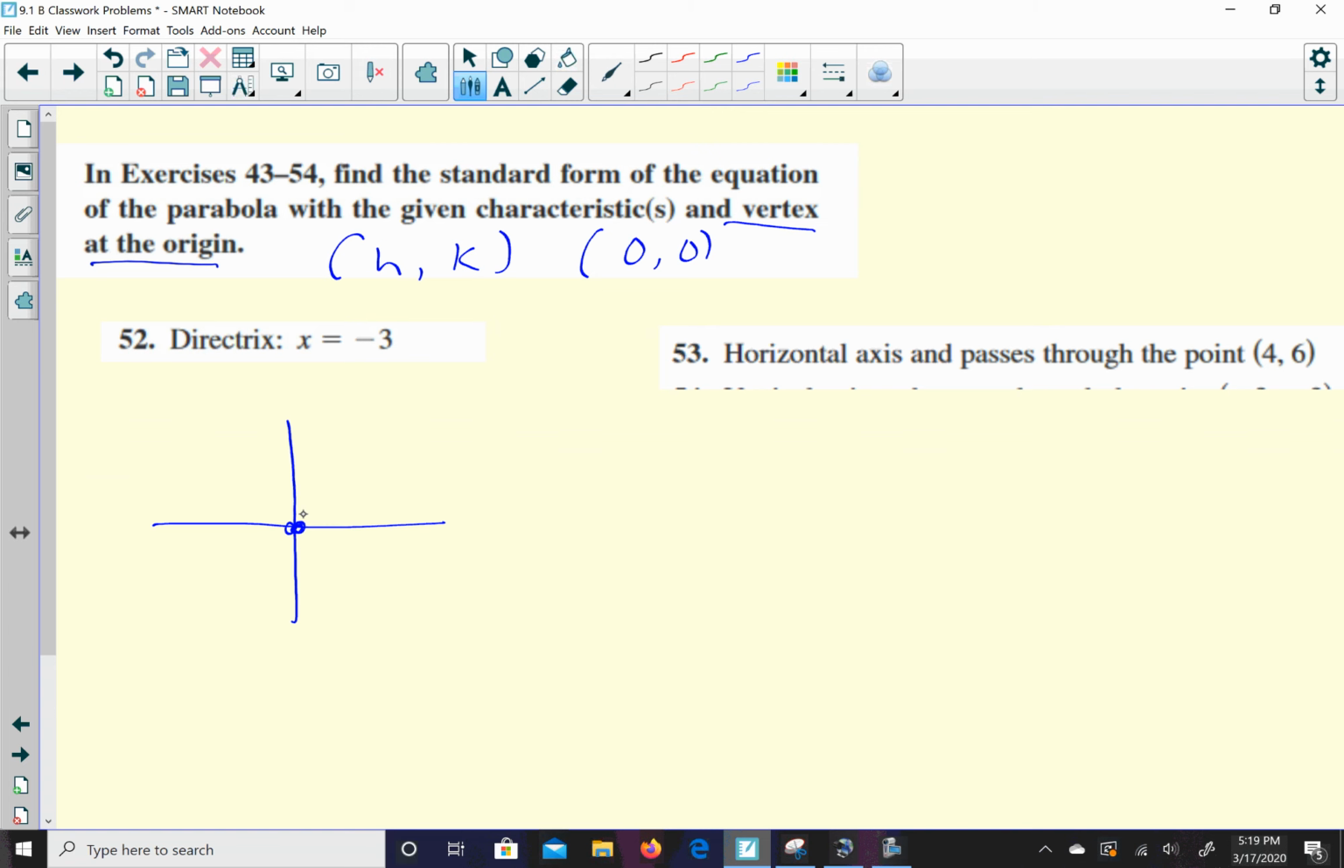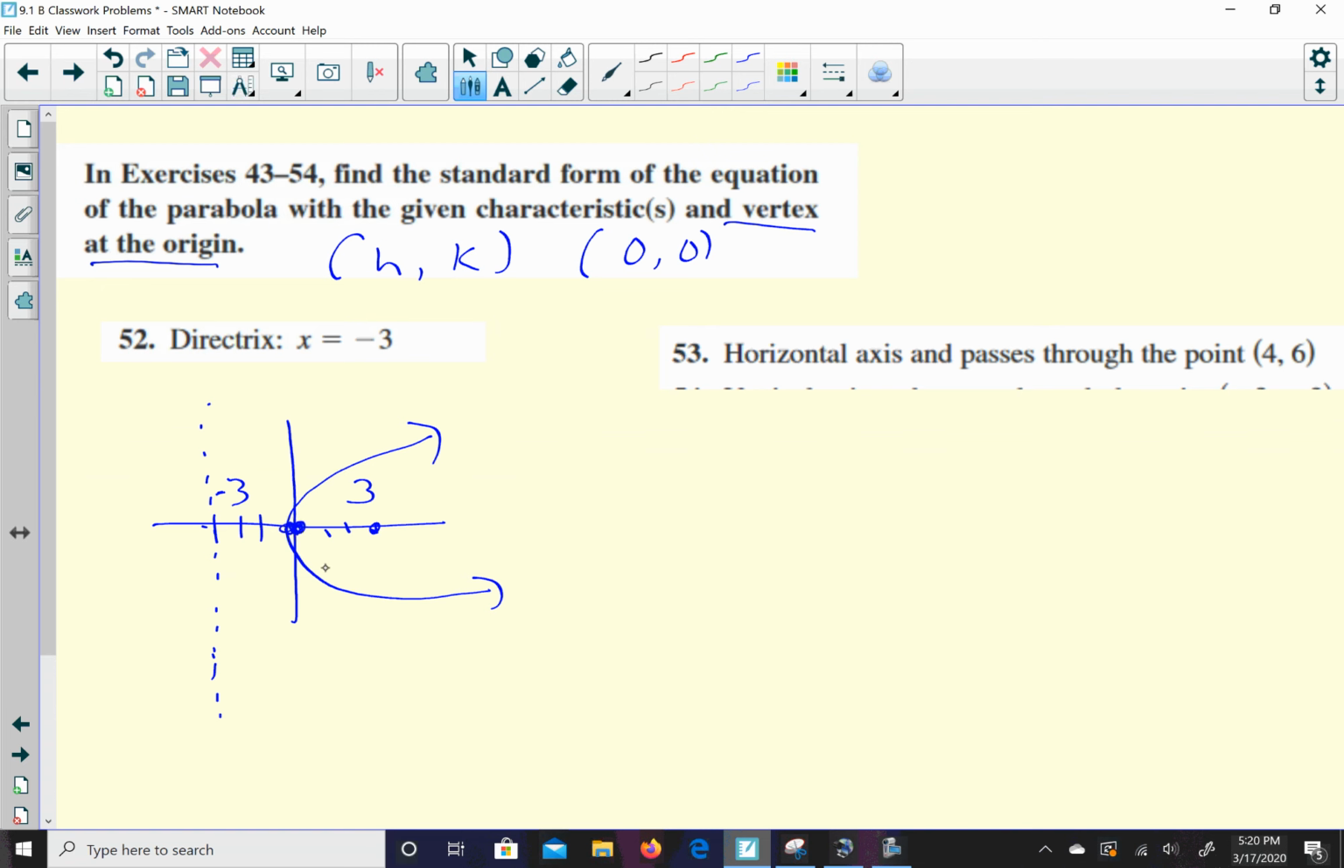It tells me that the directrix is at x is equal to negative 3. So I'm going to go over to negative 3. x is equal to means that it's a vertical line, so I'm going to sketch that vertical line in there. My parabola has to go through the vertex, and it has to open in the opposite direction of the directrix. So the distance from here to here is 3 units, but it's 3 units to the left, which means the distance from my vertex to my focus is also going to be 3.